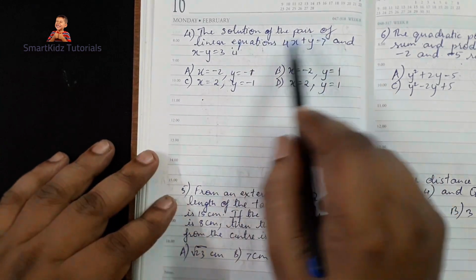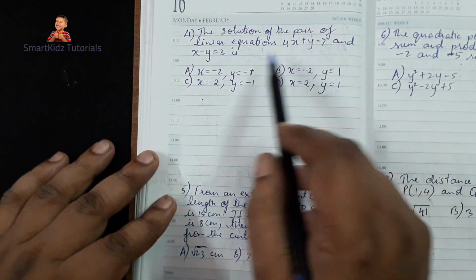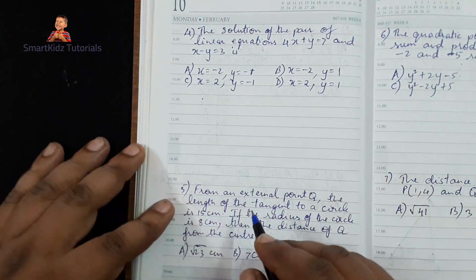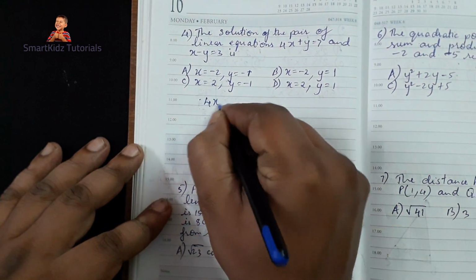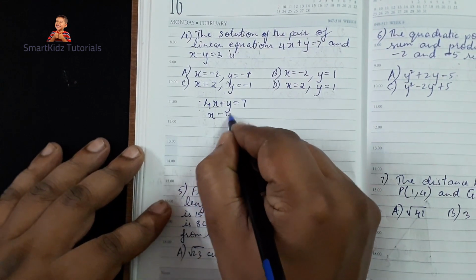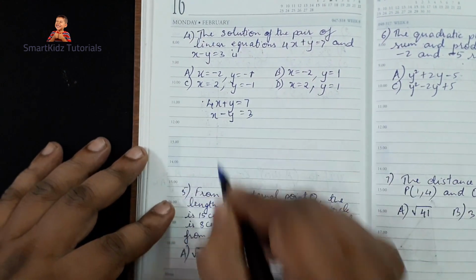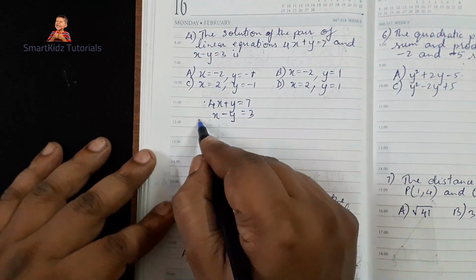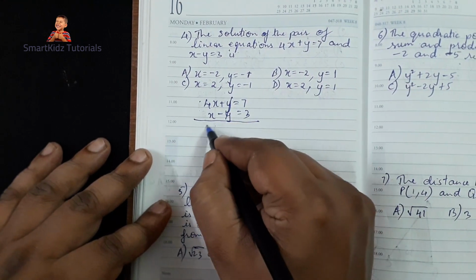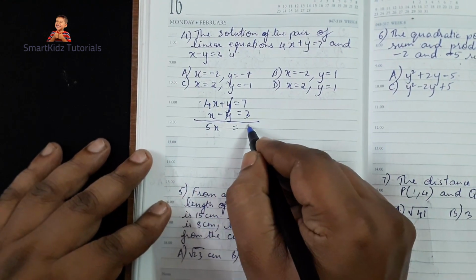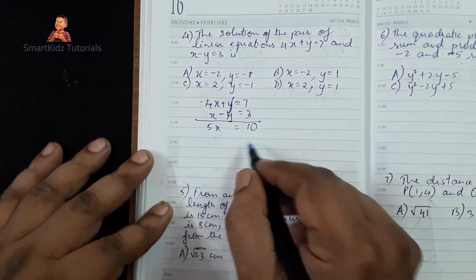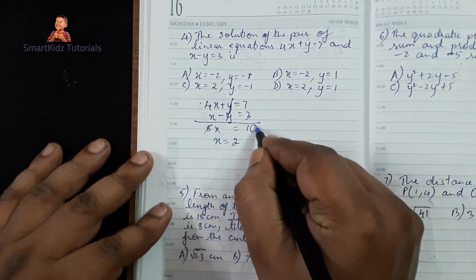Fourth question: the solution of the pair of linear equations 4x + y = 7 and x − y = 3 is one of these. Let's solve and find out. 4x + y = 7 and x − y = 3. Okay, so we don't have to do anything, just add them up and the y terms will cancel because plus and minus. We will get 5x equal to 10. 7 plus 3 is 10, 4 plus 1 is 5. That means x is equal to 2.